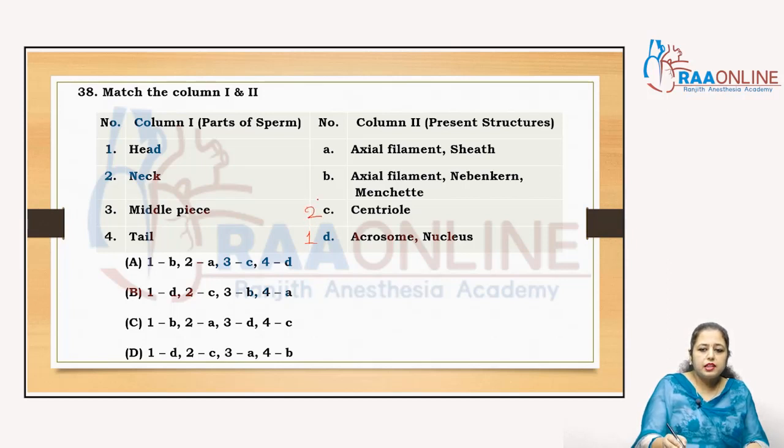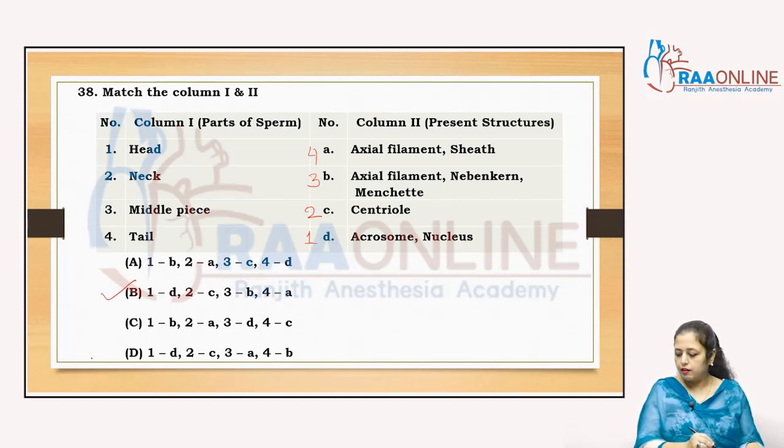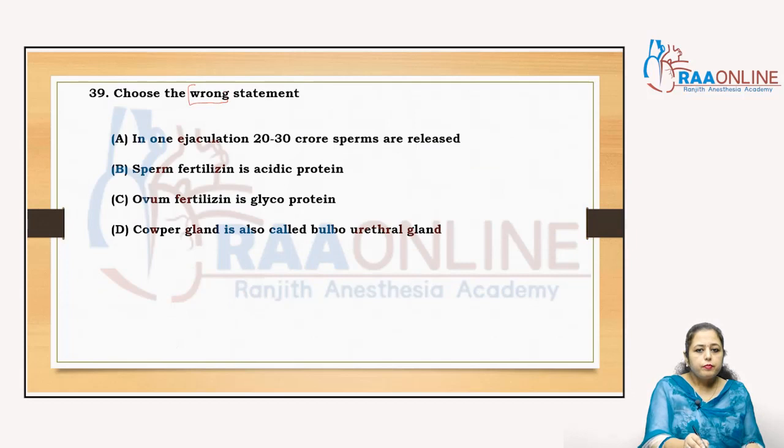Middle piece, and tail is axial filament with sheath. So the answer is 1D, 2C, 3B, 4A, that is Bombay. Clear? Answer is Bombay. Choose the wrong statement.